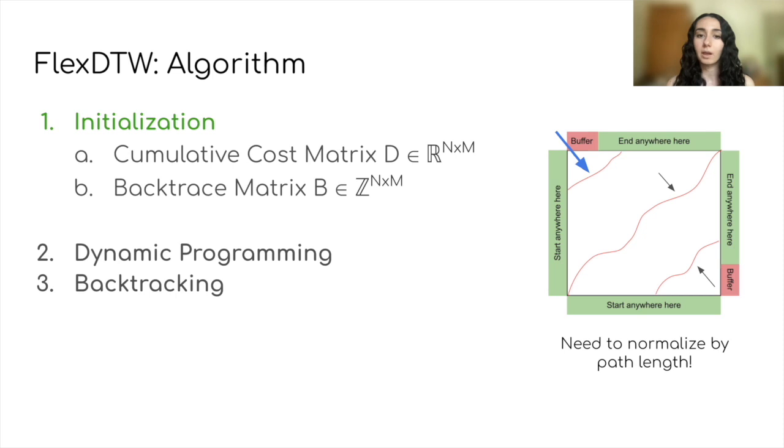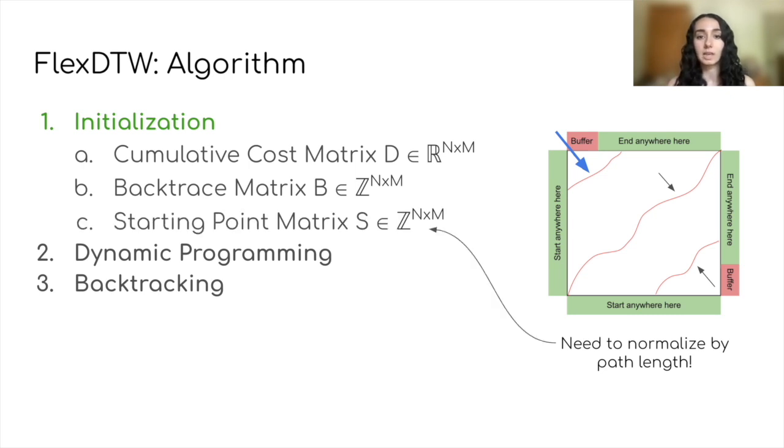One way to calculate path length would be to backtrack from every position to determine the overall length, but this would add so much additional computation that the algorithm would be impractical. The key insight of FlexDTW is that we can compute the Manhattan length of a path by simply knowing the starting and ending points. The starting point for each path can be efficiently calculated and stored during dynamic programming. And for this reason, we also initialize a matrix S whose ij entry indicates the starting location of the optimal path that ends at ij.